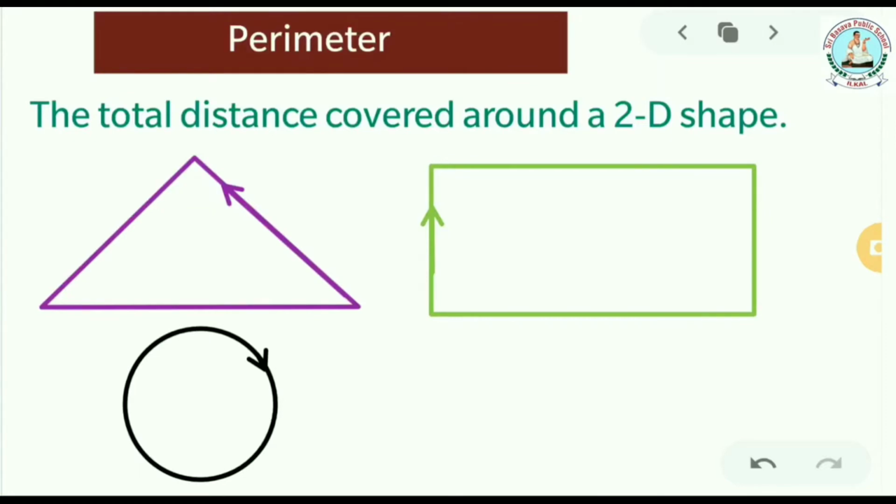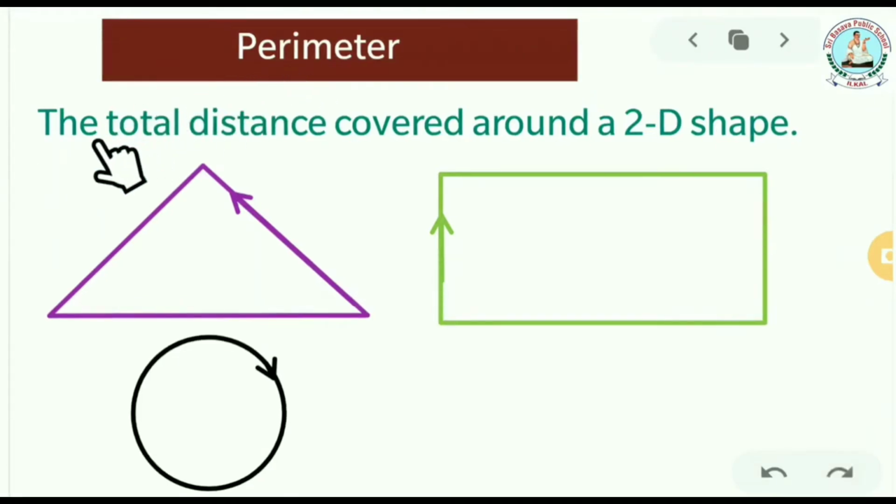Dear children, the first concept of mensuration is perimeter. So what do you mean by perimeter? Perimeter is the total distance covered around a 2D shape. This triangle is an example of a 2D shape, this rectangle is also an example of a 2D shape, and this circle is also an example of a 2D shape.